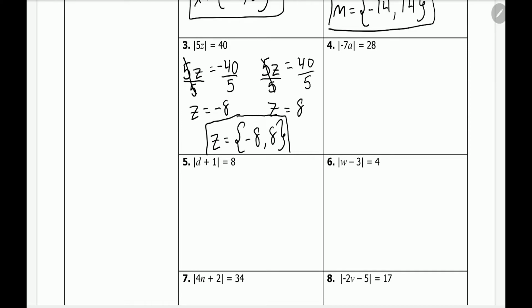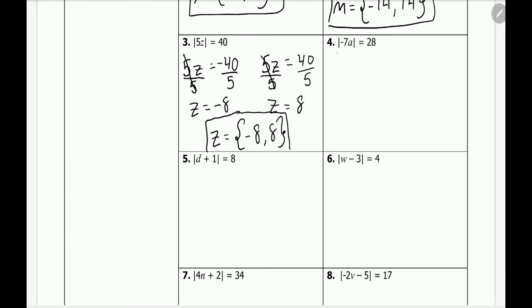Alright, let's look at number 4 now. We have the absolute value of negative 7a is equal to 28. So we take the inside, negative 7a. And negative 7a is equal to the number on the other side of the equal sign, so 28. We're going to have negative 28 and positive 28. Now we have to solve for a. For this side, we have negative 7a is equal to negative 28. In order to get rid of this negative 7, we have to divide by negative 7. So we have a is equal to negative 28 divided by negative 7, which is positive 4.